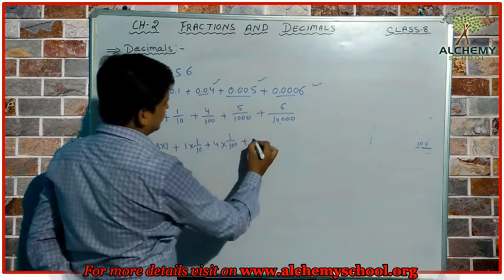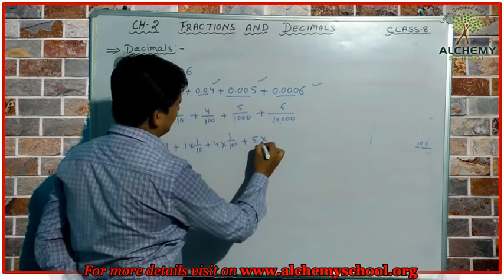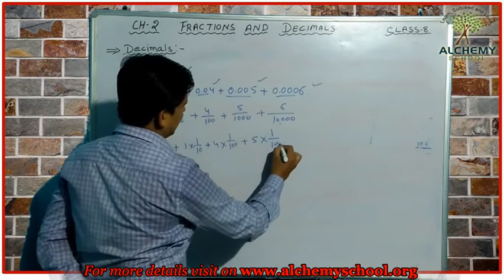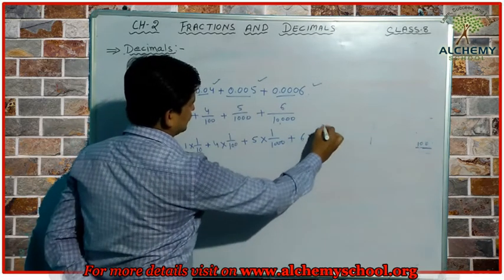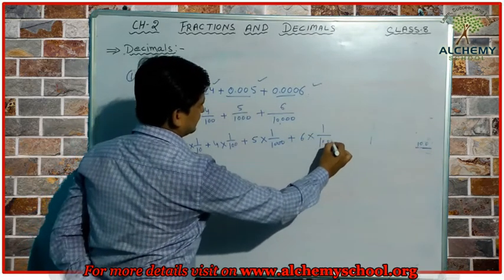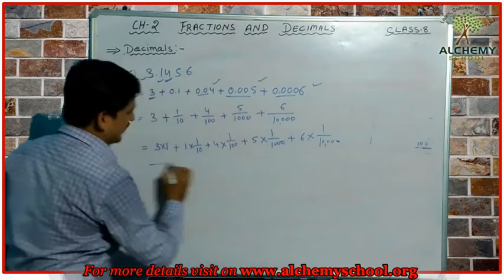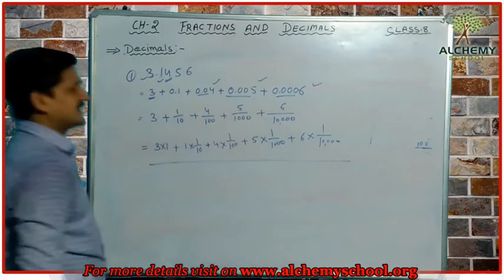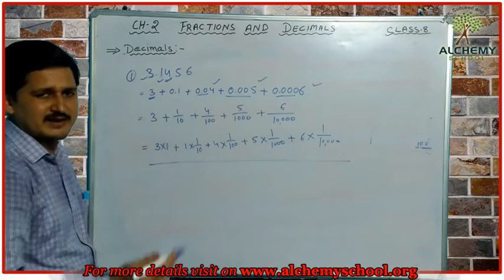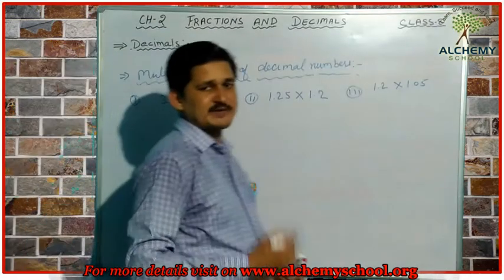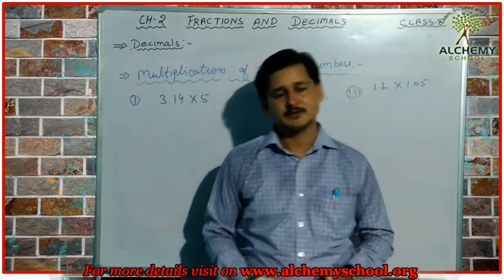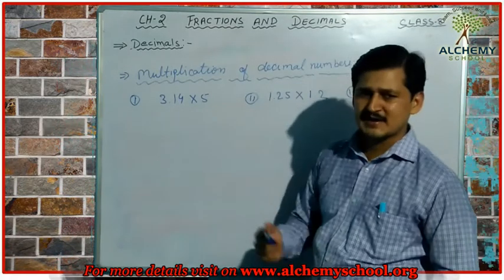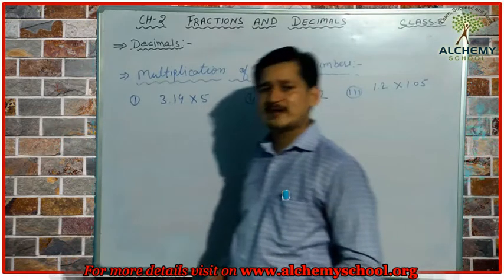The same way the next number will be multiplied by 1 upon 1000, and the same way we can multiply 6 into 1 upon 10,000. So now this is the way we can represent a given number in expanded form. Okay, the next topic that we are going to discuss here is multiplication of decimal numbers. So let's see how we can multiply when we have decimals.